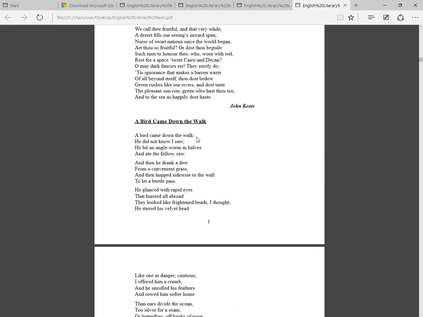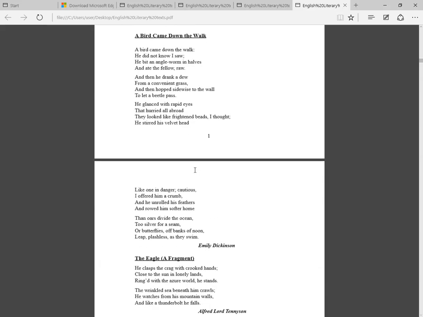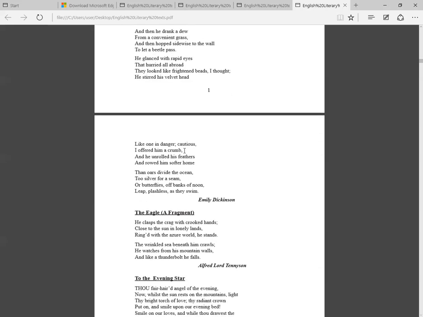In the first stanza, you have A, B, C, B, right? In the fourth stanza, you have A, B, A, B. Is the rhyming pattern clear now?